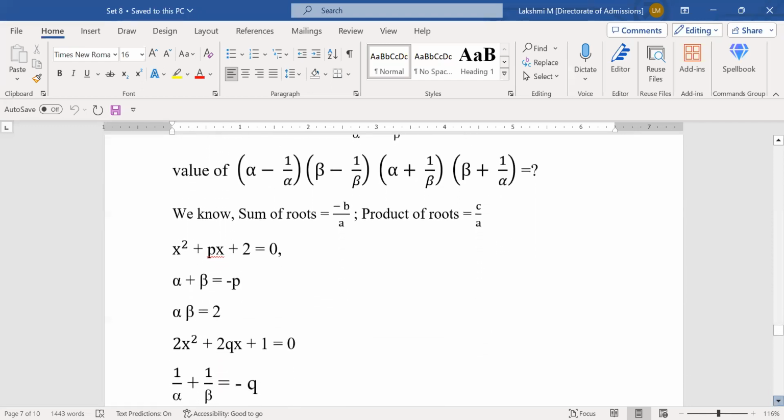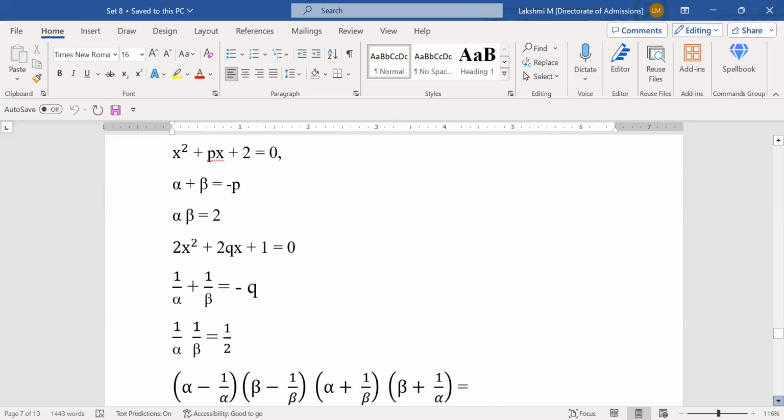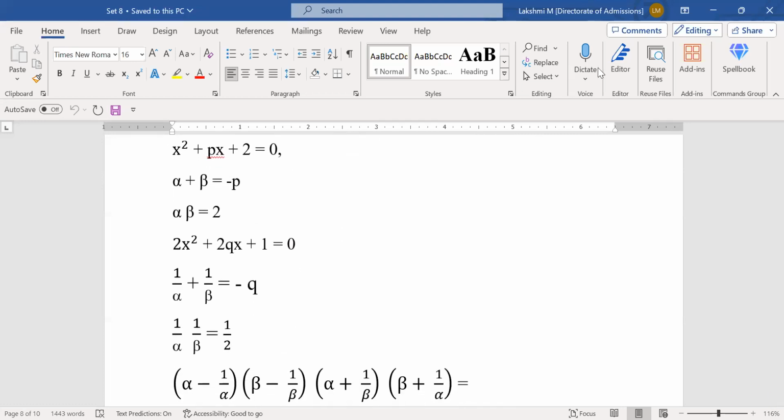So yes, with the equation, you have to find out the roots. So the first case is this equation. Here alpha plus beta is minus b, alpha beta is 2. Now 2x square plus 2qx plus 1 equal to 0. 1 by alpha plus 1 by beta is minus q. It's 2q by 2, so it's gone. 1 by alpha, 1 by beta, it's 1 by 2.